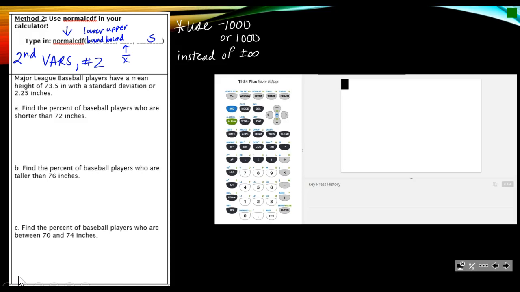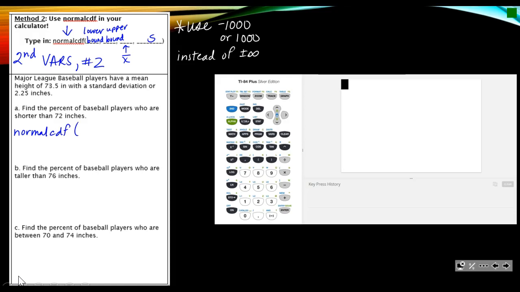All right, so for part A, and this is the same question, by the way, as the previous slide. For part A, we're looking for the percent of baseball players who are shorter than 72 inches. So what I'm going to do is go through each of these questions and write down what you should type in your calculator and the answer, and then I'll do one example. You'll see a video on the right, so you can actually see me putting it into the calculator. So for part A, you're going to get the normal CDF command, and then here's what you're going to type in.